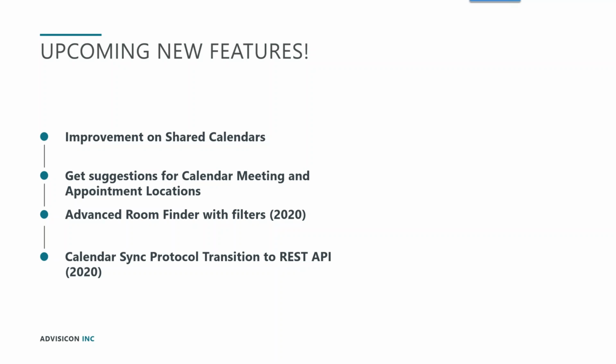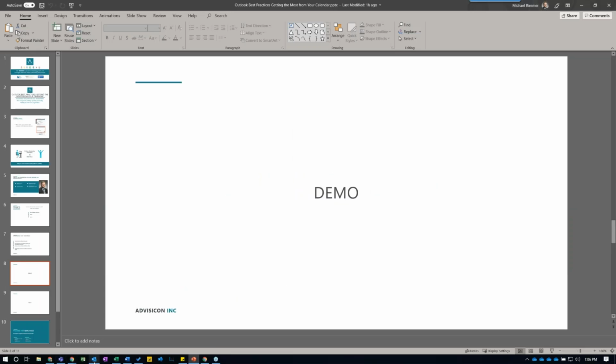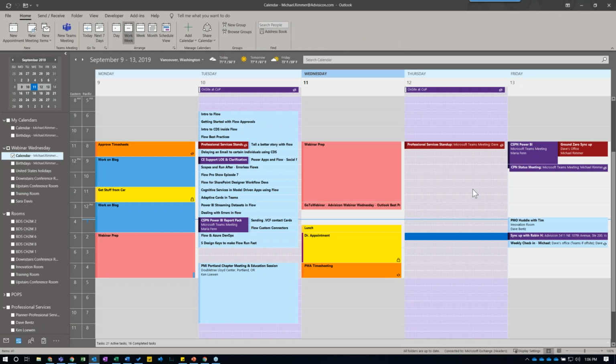So let's talk a little bit about Outlook calendar best practices. I'm going to dive right into the demo. So let me exit out of PowerPoint here and pull up Microsoft Outlook. And I just have it already pulled to my calendar right now. You can see everything that's going on.